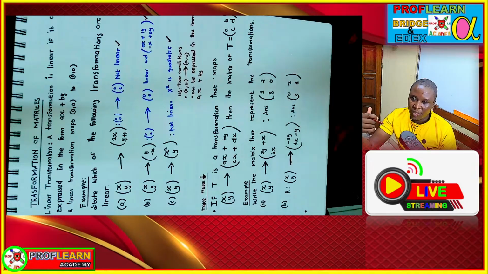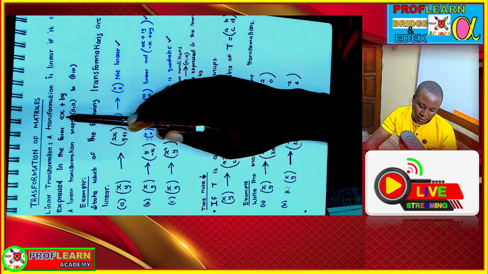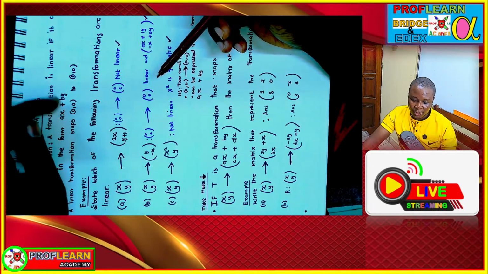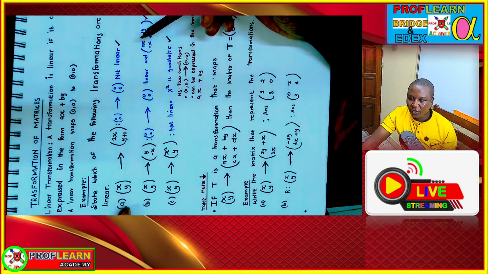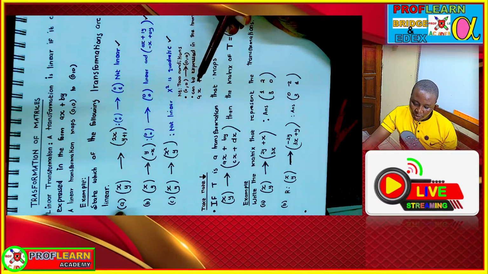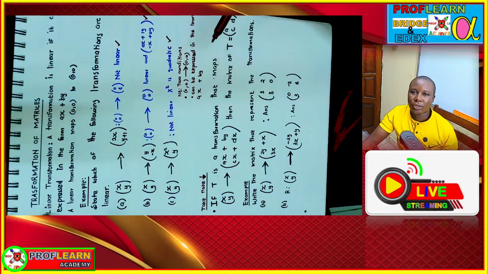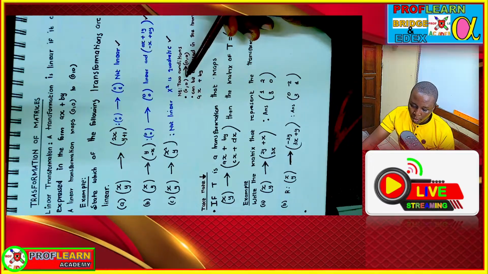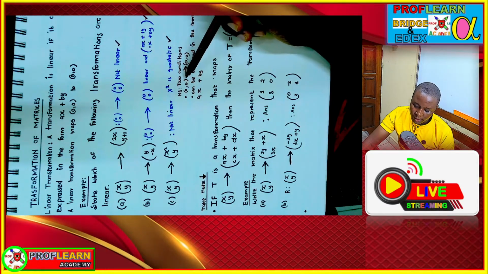If a transformation is linear, it means it can be expressed in the form ax plus by. If you get ax squared, or you have a over x, then that kind of transformation is not linear. Also, a linear transformation always maps the origin to the origin, so the origin is an invariant point.